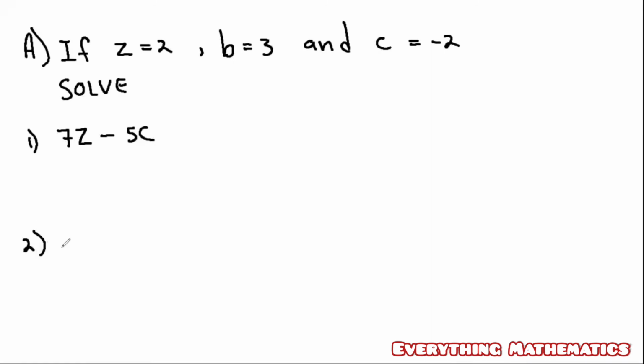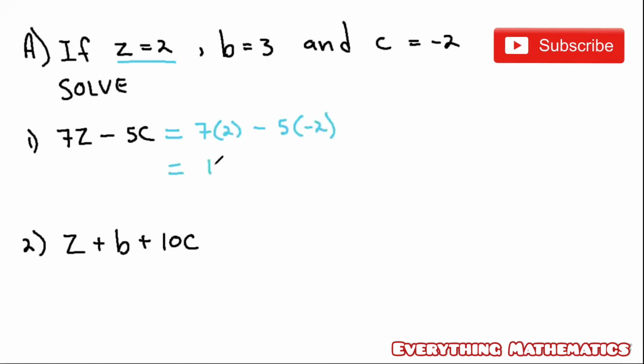And let's try number 2. Let's try z plus b plus 10c. And of course, at this point, you could pause the video and try and solve, but I would not pause. I will go right ahead. So again, substituting our values here, the total z is 2. Look at it right there. So this will be 7 times 2 minus 5 times what the total is, c. c is -2. So substitution took place, and now it's just to solve.